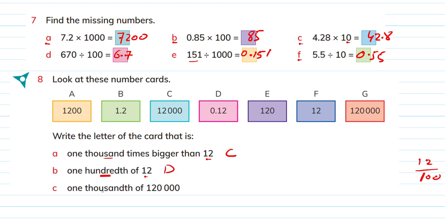Okay, 1,000th of this. Look, if you are having 120,000 and you want a thousandth of this, it means divided by 1,000. These three zeros you can cancel with three zeros. So what are you left with? 120. And where is 120? It is E. Clear? Clear.